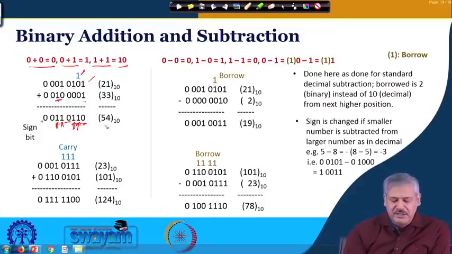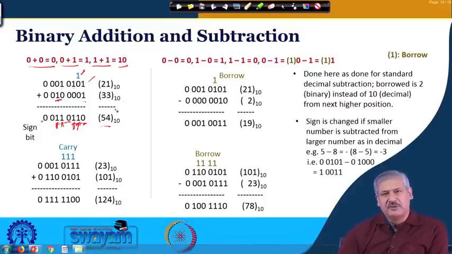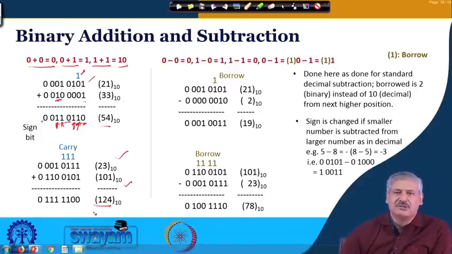So, the decimal equivalent is 54, and you can see if you do addition you will get 54. Similarly, you can do it for 23 and 101. As long as the result is within the range, we can go on doing this. When it goes out of range, we cannot get the right, valid result.